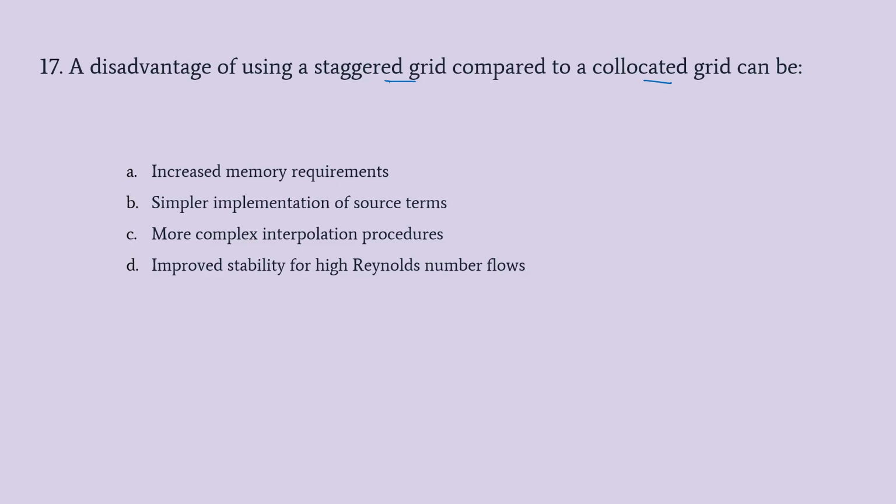Okay, with that knowledge, if you are trying to answer the first question, this one itself will feel right, because when pressure and velocity are being stored at two different locations, it will have increased memory requirements. It is true, but if you choose the other options, the next option, simpler implementation of source terms, is wrong. And option C, more complex interpolation procedures, is also true. Actually, this should be highlighted more with respect to the first one. So the more suitable option is option C rather than option A.